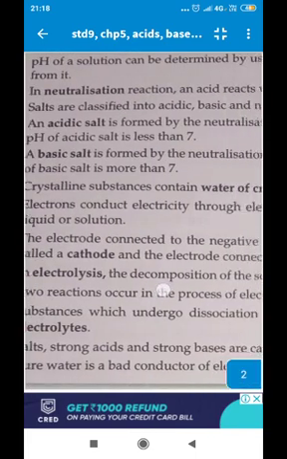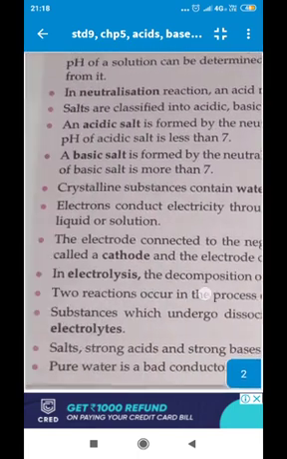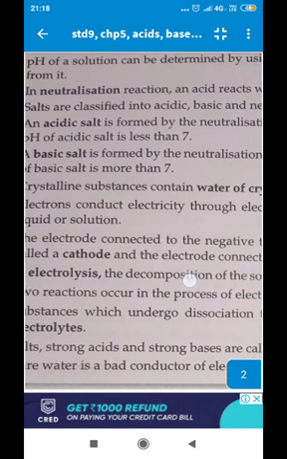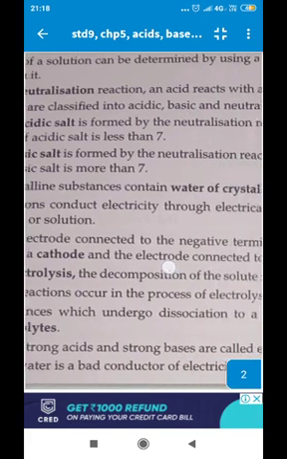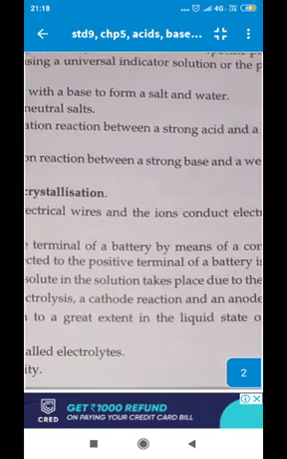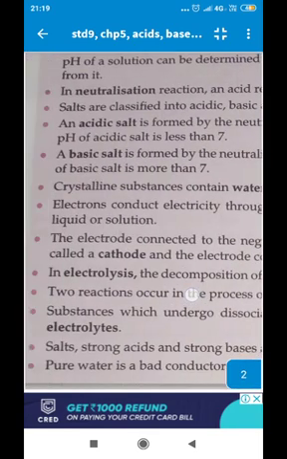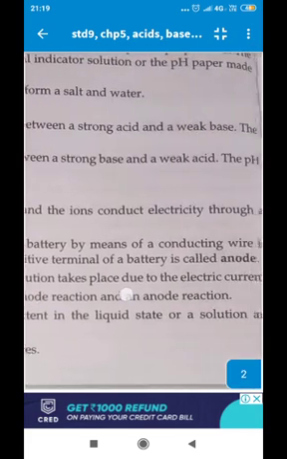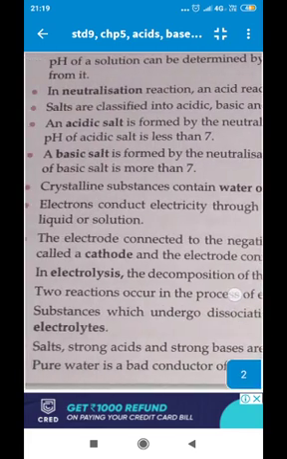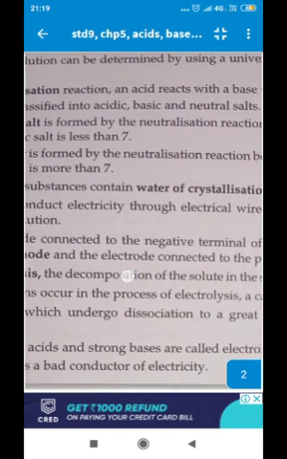In a neutralization reaction, the acid reacts with a base to form salt and water. Salts are classified into acidic, basic and neutral salts. An acidic salt is formed by the neutralization reaction between a strong acid and a weak base. The pH of an acidic salt is less than 7. A basic salt is formed by the neutralization reaction between a strong base and a weak acid. The pH of a basic salt is more than 7. The crystalline substances indicate water of crystallization.